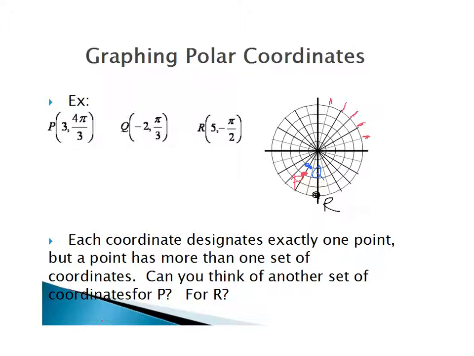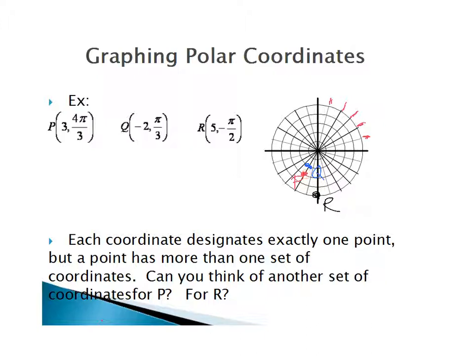Now, each one of these coordinates designates exactly one point. If you were going to graph those 3 points, you would have to plot them exactly like I did. But if I actually had the points already plotted and asked you to write the coordinates for it, you may come back with something different than what I had originally listed. For instance, can you think of another set of coordinates for point P?